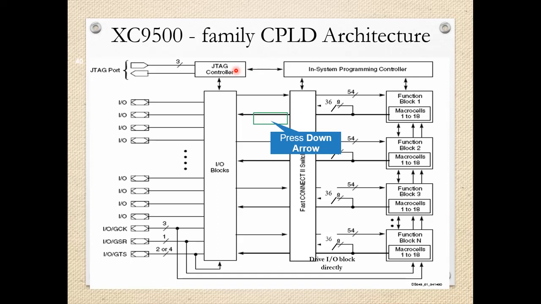So we can have the 90 product terms which can be implemented with the help of this. Each macro cell, actually there are 18 macro cells in one function block. You can see there are 1 to 18 macro cells, and each macro cell can implement 5 variable functions. So total 18 multiplied by 5 means 90 variable functions can be implemented with the help of one function block.